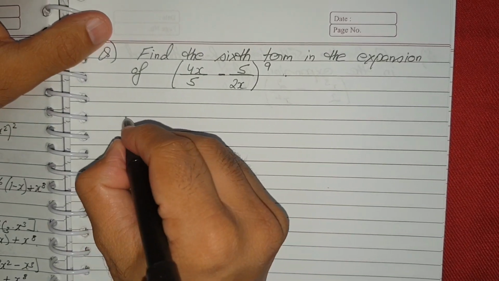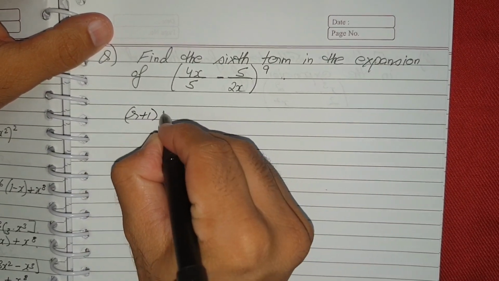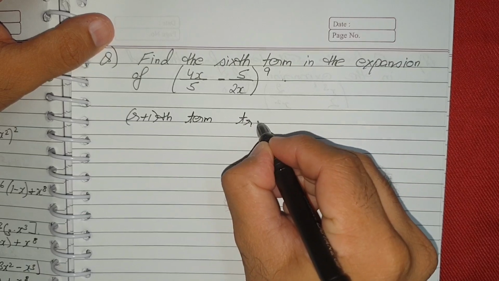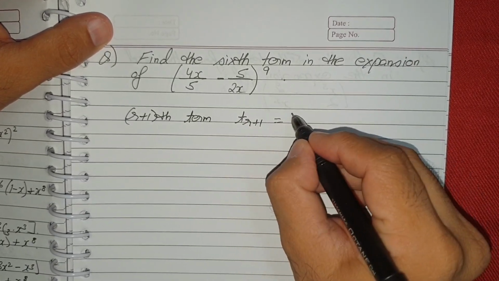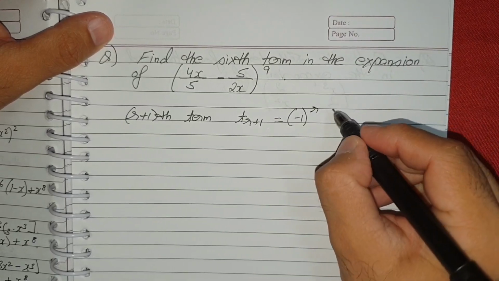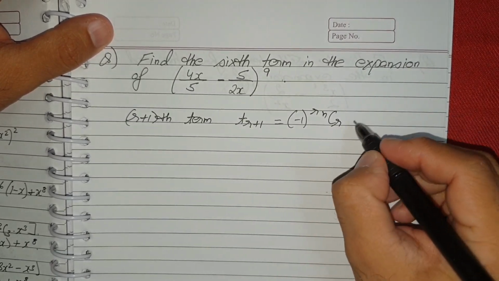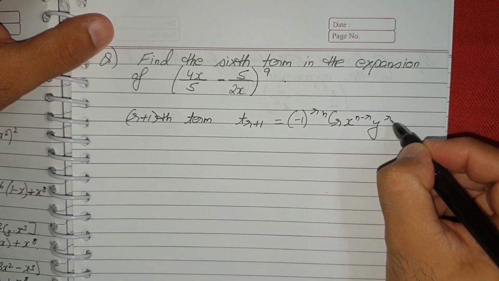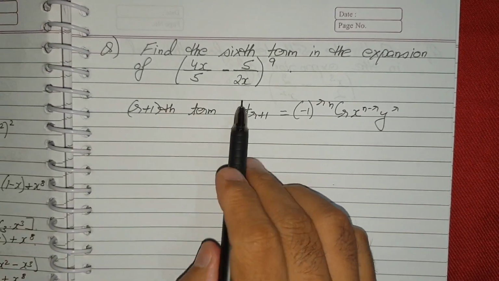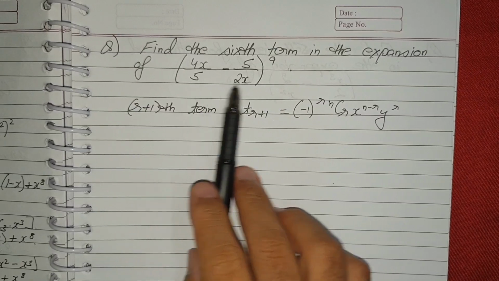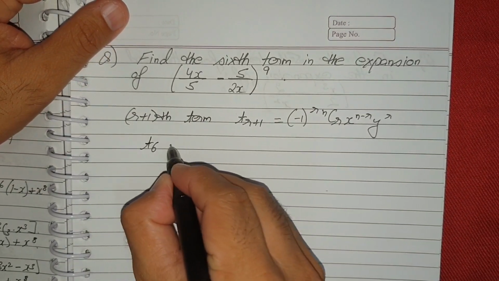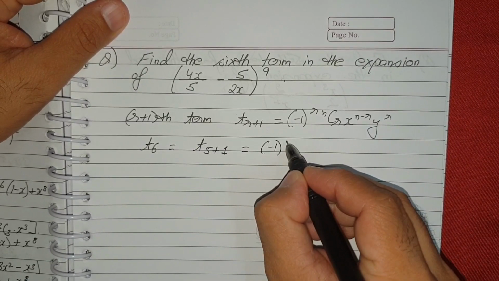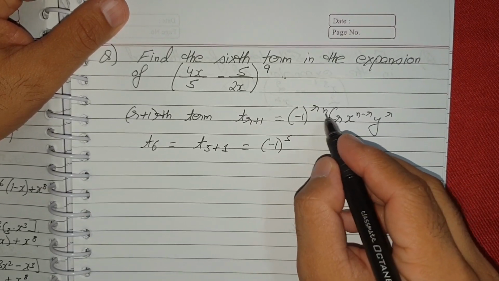So what we do is that we write the r plus 1th term as T r plus 1. So this is equal to, since this is minus, minus 1 to the power r, nCr, x to the power n minus r, y to the power r. This is x and this one is y. So in the expansion of this, we write T6 as T 5 plus 1. So this is minus 1 to the power 5. n is how much? n is 9.